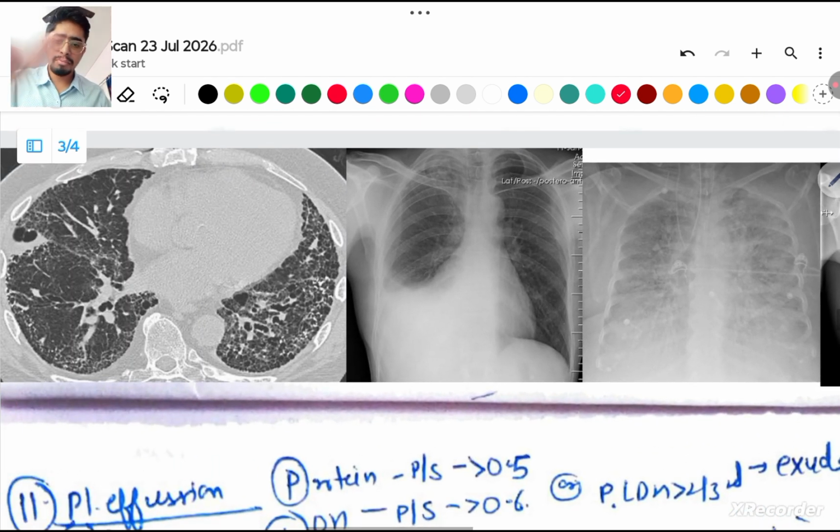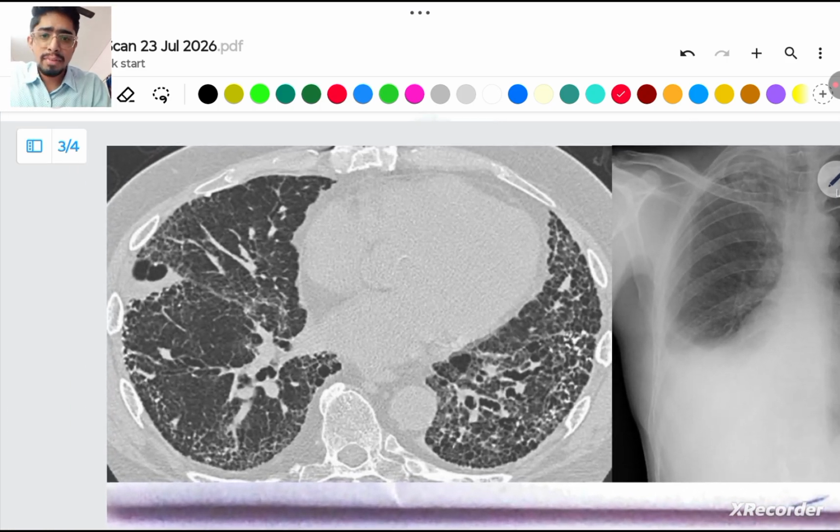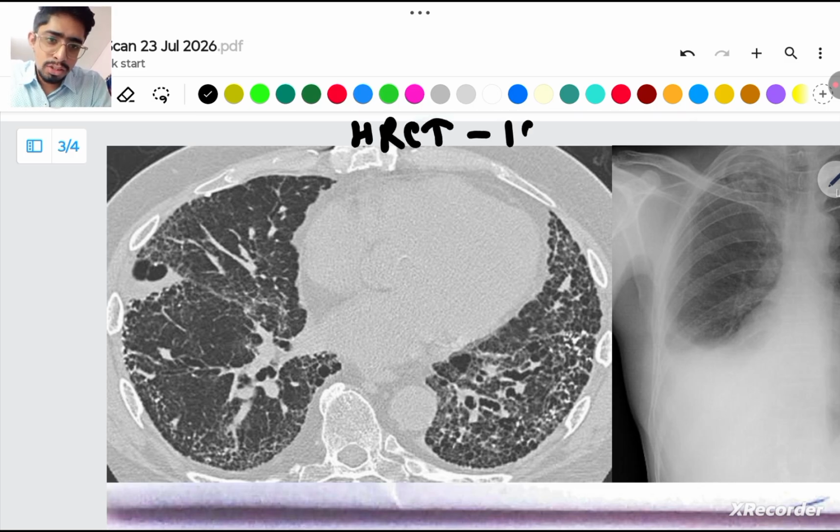Now let's look at some images. What are these? This is your HRCT. HRCT is your investigation of choice in case of ILD. You see these are the patterns associated with honeycombing, right? These are all the honeycombing patterns. This is a honeycomb pattern.